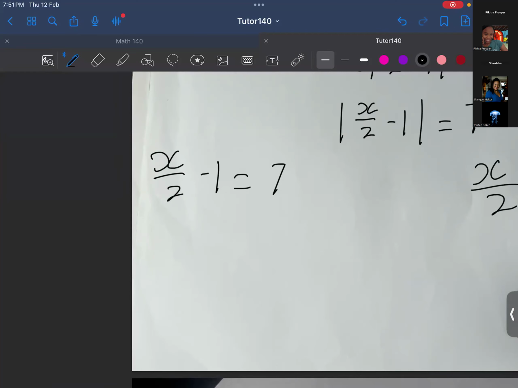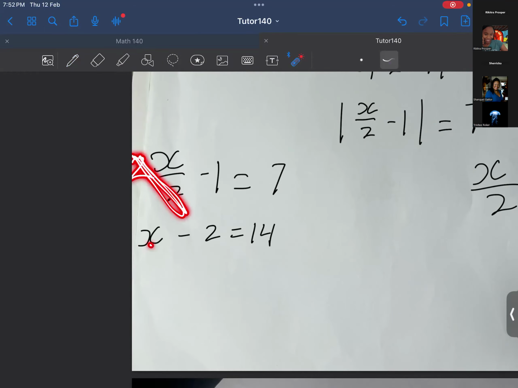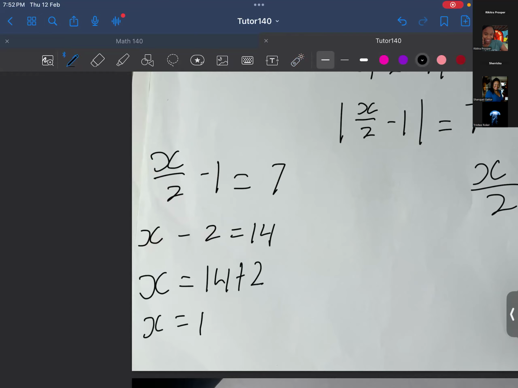We have fractions again. So we're going to multiply the entire equation by 2 to get rid of this fraction. So we're going to have x minus 2 equal 14. When I multiply this by 2, it divides out, and I'm just left with the x. 2 times 1 is 2, 2 times 7 is 14. I'm just going to solve for x. So x is equal to 14 plus 2. x is equal to 16.